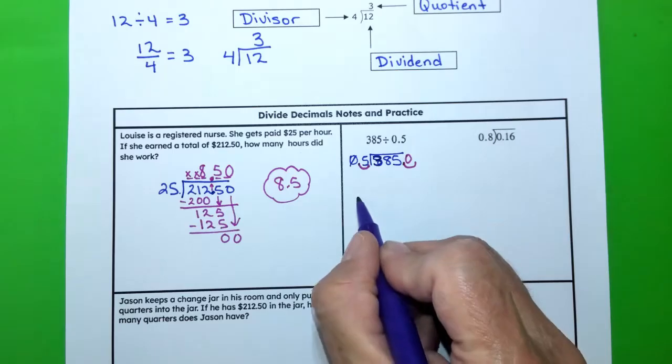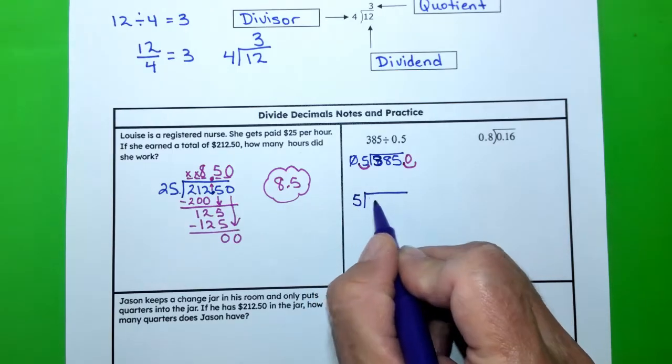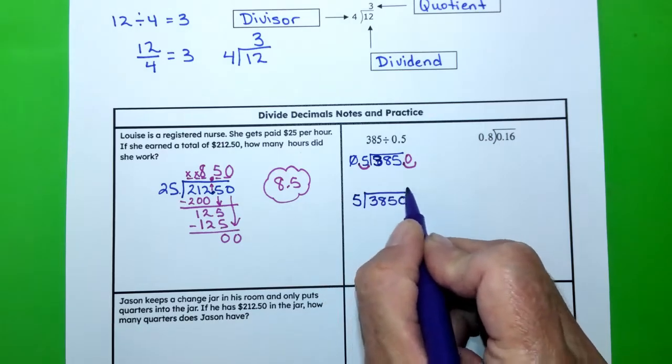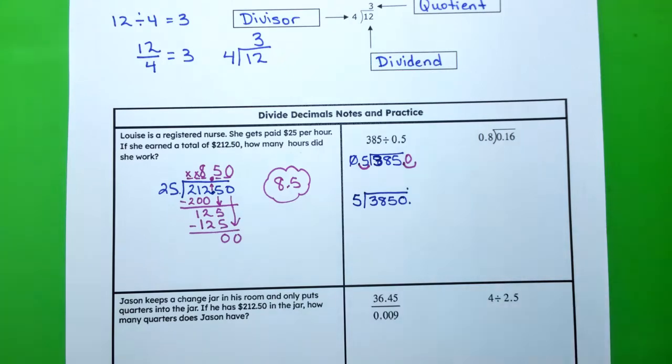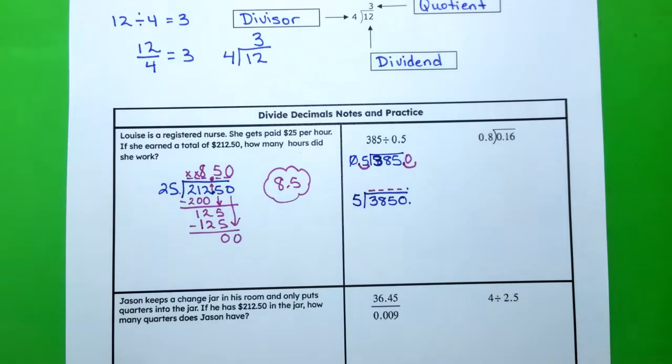So I'm going to come down below. I have a 5 on the outside because I moved the decimal over. And on the inside, I have 3, 8, 5, 0 decimals at the back. Okay, I'm going to put my little lines on top. It just helps me line up where the numbers are supposed to go.